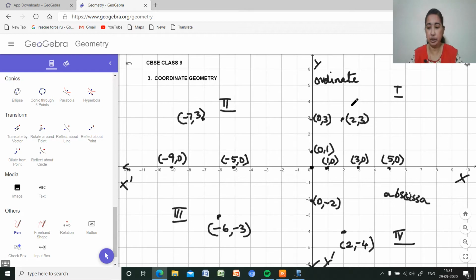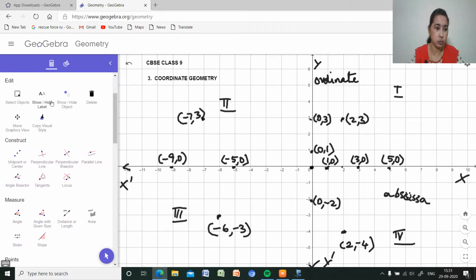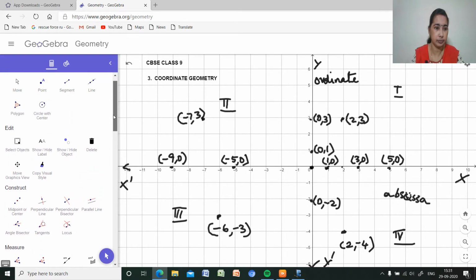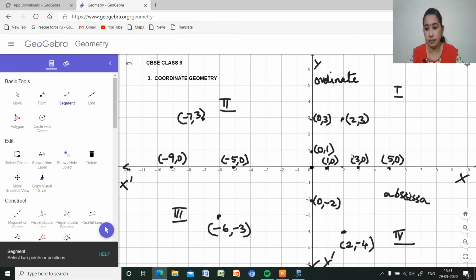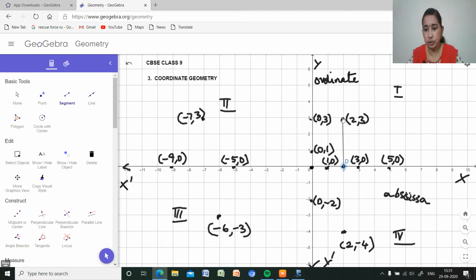Now how to plot the points in the plane? If it is (2, 3), take 2 from the x-axis and 3 from the y-axis. So we draw a line from 2 here, and from 3 we join a line from here, and the intersecting point of these two lines is (2, 3).